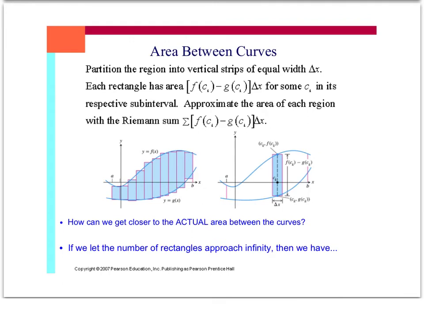So our conclusion is that if we partition our region into vertical strips of equal width, delta x, then we know that the area of each rectangle will be the height times the width. Okay? So using Riemann sums, we take the sum of these rectangles, height times width, and as we approach infinity, we will get the actual area between the two curves. Okay, which will result in an integral.